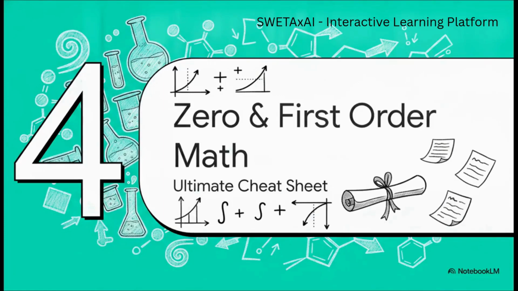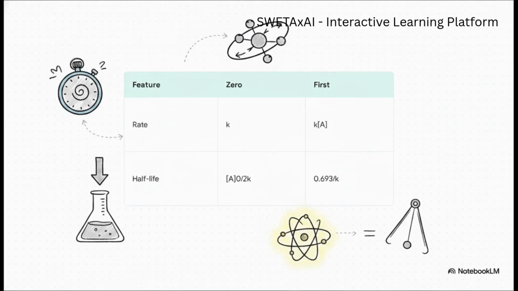All right, Section 4, zero and first-order math, the ultimate cheat sheet. The absolute most heavily tested math you're going to face involves zero and first-order reactions. Let's break it down. For a zero-order reaction, the rate is entirely independent of concentration. It just equals the constant K. But check out its half-life. It does depend on the initial concentration.